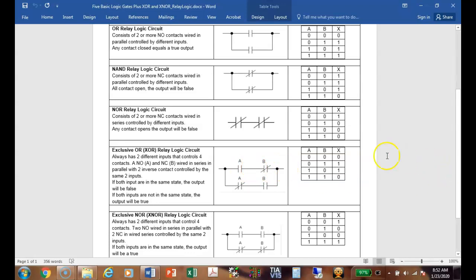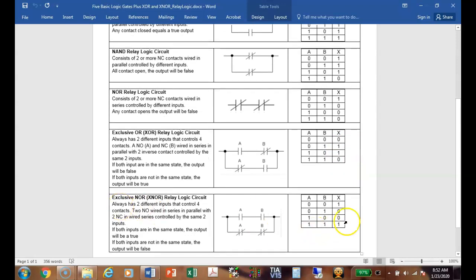So exclusive OR, if they're the same, then the output would be false. If they're different, then the output would be true. For an exclusive NOR, if the inputs were the same, the output would be true. If they're different, the output would be false. Everybody okay on those? So what we do in exclusive OR and exclusive NOR, we're comparing 2 inputs to determine if they're the same or if they're what? If they're different.